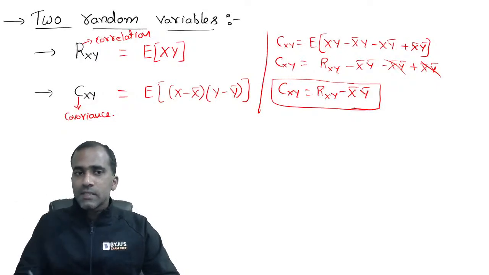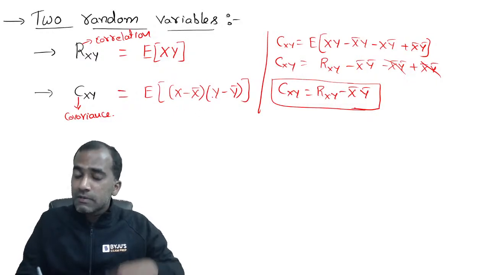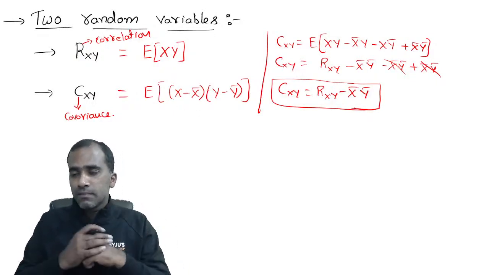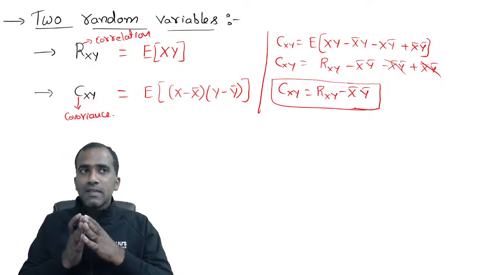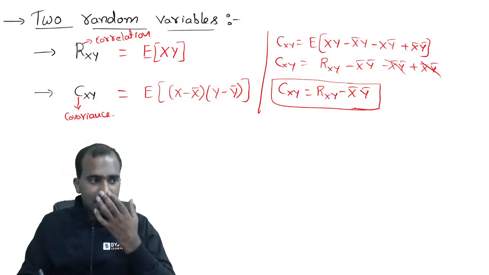The difference is, here we are trying to find the relation between the random variables x and y, and here we are finding the relation between x and y by centering them. By centering them, we mean we're subtracting the mean values, right? So let's say I take this example.